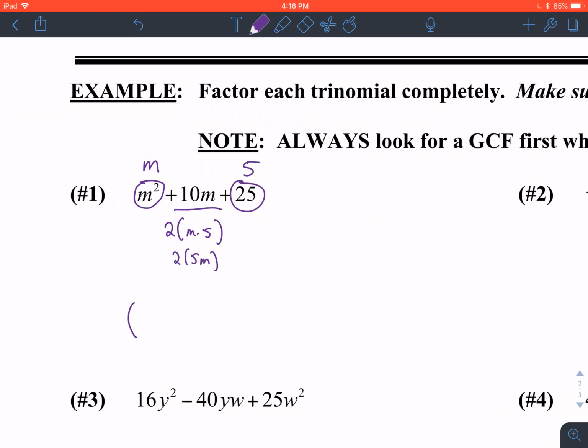What we're going to do is use one set of parentheses, squared, and we're going to use the square roots, m and 5. And because this symbol right here is positive, we're going to put a plus right here. And that is factored. That's it. That's your answer.